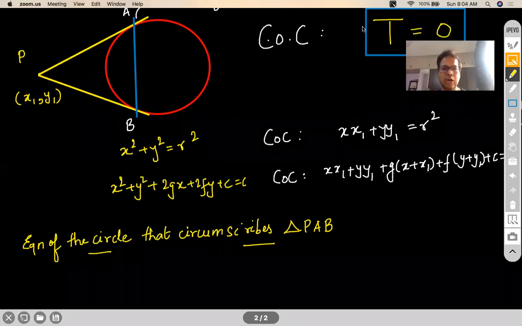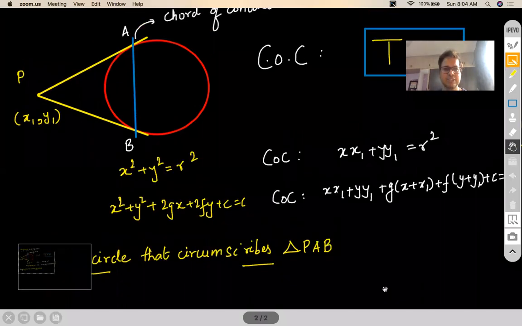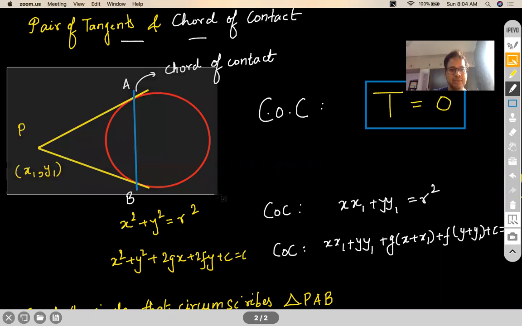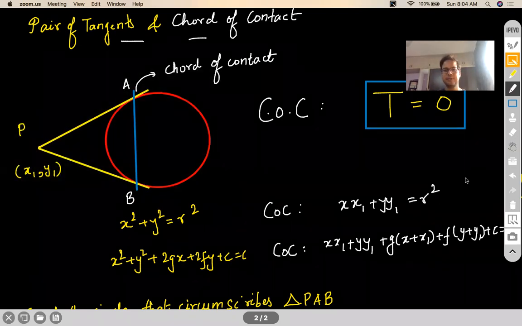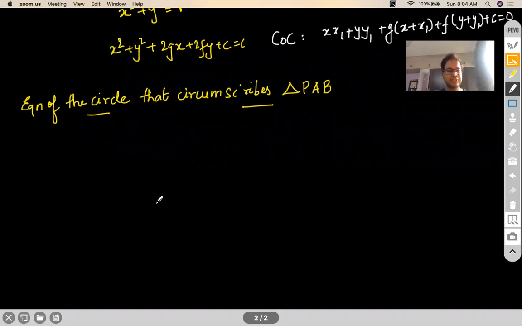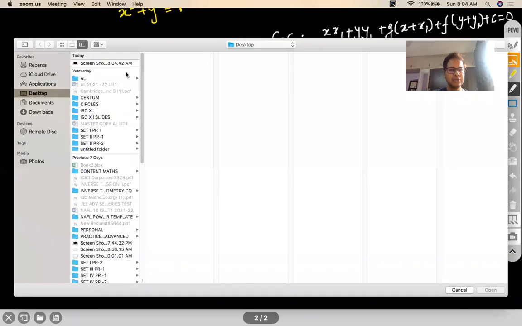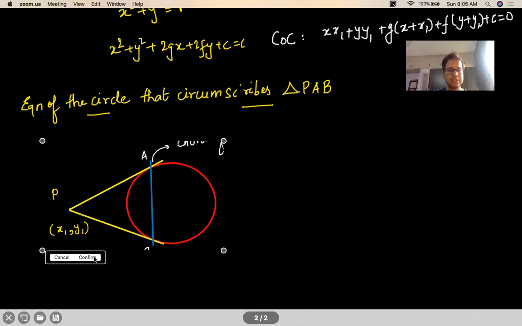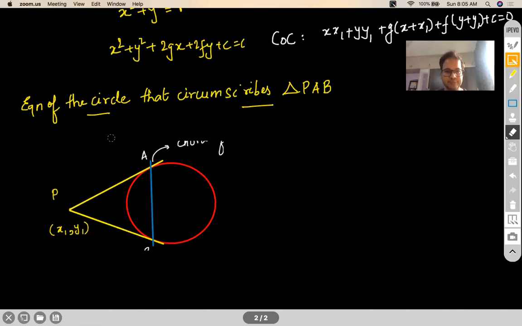Anybody has any idea about how to find out a circle which circumscribes? Again, let me make the figure. Once again, I'll just take a copy paste of this because I don't want to make this whole thing over and over again. Very good. I'm getting a few leads on how to find that out. Everybody, please contribute. How would you get the equation of a circle which circumscribes the triangle PAB? In other words, I want to know what is the equation of this circle.